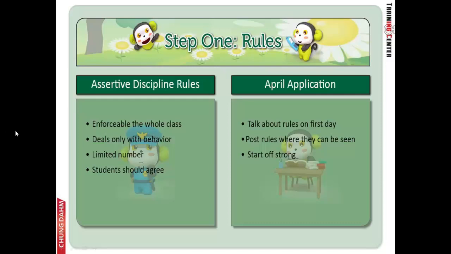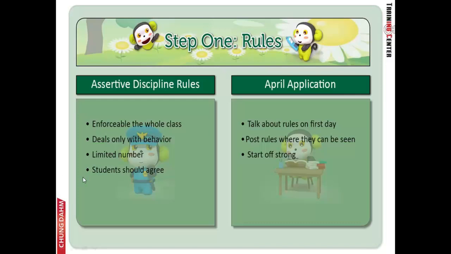The next point to make is that the rules should always deal only with behavior. So we would not want to say to students, if you get this answer wrong, then you are in trouble. Because that's something that the student may not be able to control because they are just learning. The next thing is that there should be a limited number of rules. If there are too many, students feel very overwhelmed. So that limited number is 3 to 5 rules that are suggested.